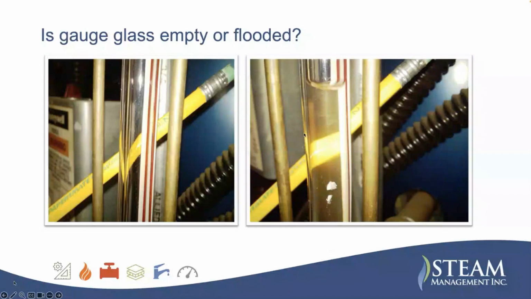How can you tell if the gauge glass is empty or full? One of the tricks I learned from Dan Holohan, who's like the boiler expert, is I'll hold a pencil behind the gauge glass. If you see on the left, it almost looks like that pencil's intact. That's telling me that the gauge glass is empty. If you look on the right, you'll see it looks like it's broken on a 45-degree angle. What that's telling me is that there's water in there. So if you hold a simple pencil up behind it, if it looks broken, it's flooded. If it looks pretty much straight through, it's empty.